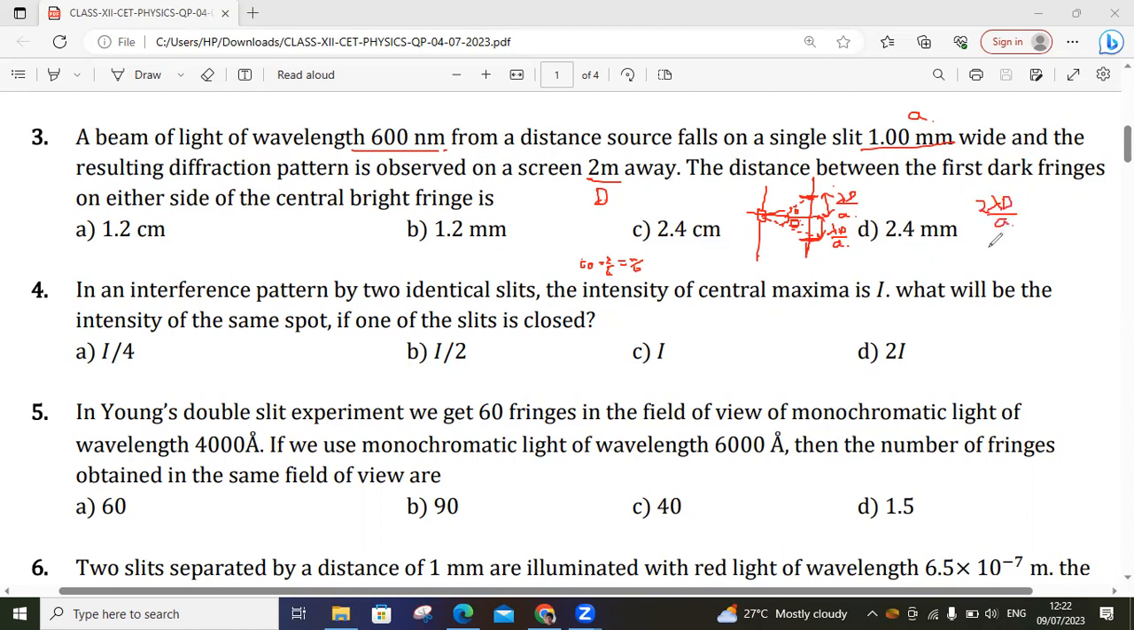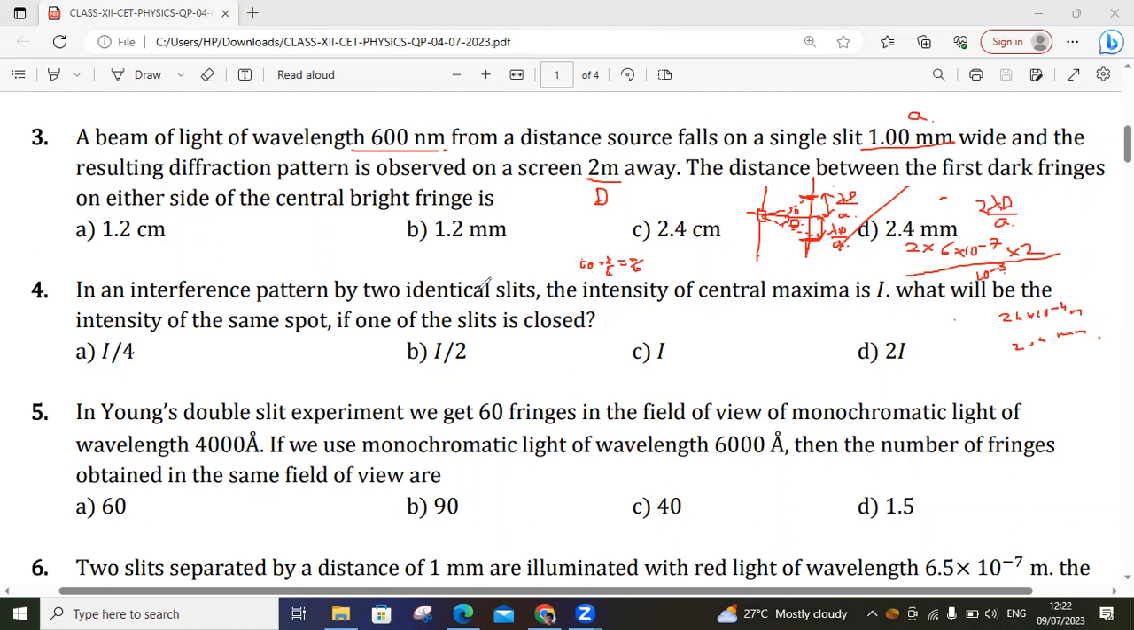You can solve it. Lambda is given as 600 nanometer, D is given as 2 meter, a is given as 1 mm. If you solve, how much will you get? 6 into 10 power minus 7, and capital D is 2, a is 1 mm, which is 10 power minus 3. 6 twos are 12, 12 twos are 24, so 24 into 10 power minus 4 meter. So it will be 2.4 mm. Option D. Okay, go to the next question.